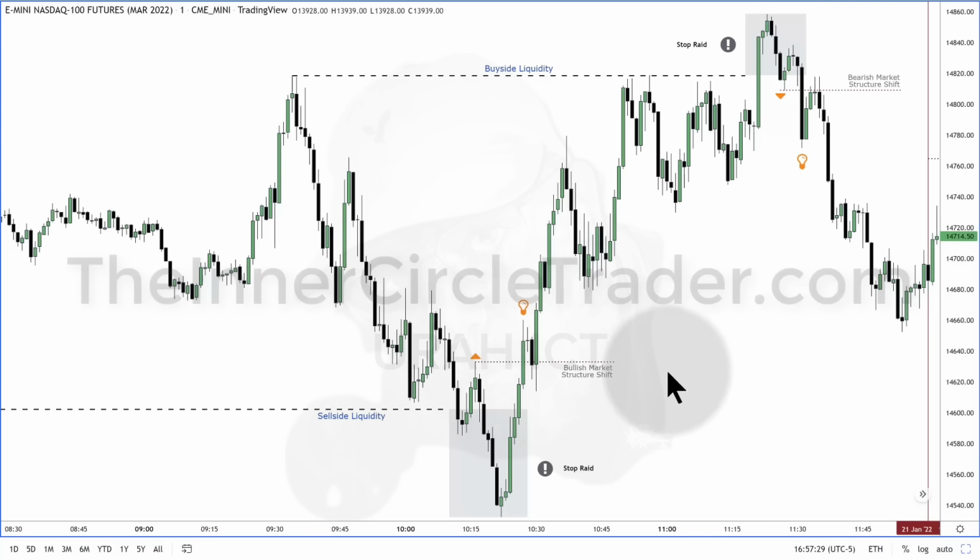2 o'clock to 5 o'clock in the morning. That's your London session. What's the highs and lows of that session? Okay, that's important because the market's going to probably sweep above those highs or sweep below those lows and create situations like this. Okay, and the New York session is 7 o'clock in the morning to 10 o'clock in the morning, New York local time.